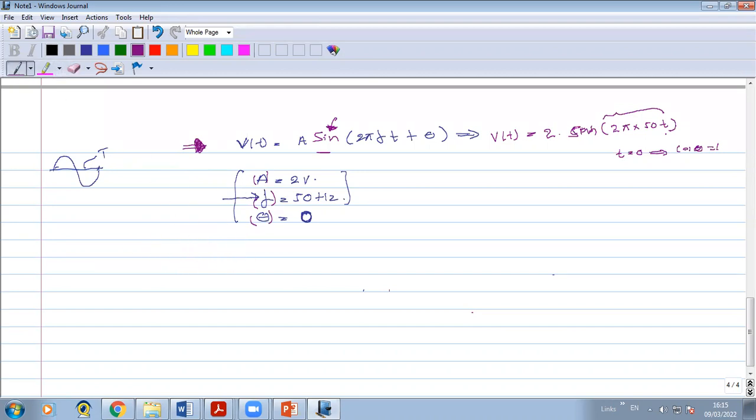So now I'm going to draw a sine signal here. Here we have t, and here I have v(t). You know that this is my signal, v(t) equals 2 sine 2 pi 50 t. You know that sine of 0 is 0, so when t is equal to 0, it will be sine 0, and sine 0 is 0. I have explained this. So the signal starts here.